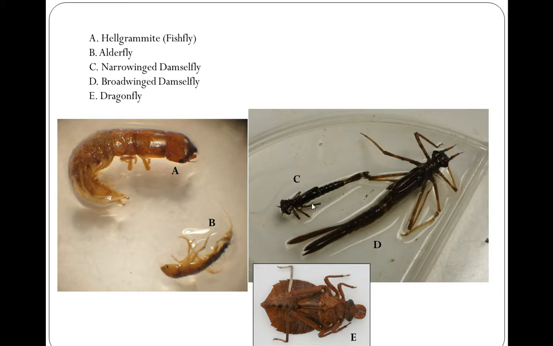C was the narrow-winged damselfly, so a little bit shorter bodied. You can barely make out its antenna right there with short segments, no long segments on its antenna. Here's the broad-winged damselfly, a longer damselfly with the first long antennal segment. And then E was the dragonfly. The abdomen is the widest part of its body, which really sets it apart when making these identifications.